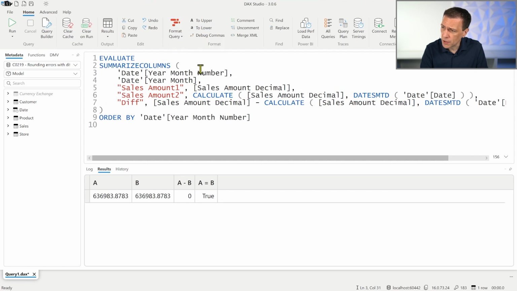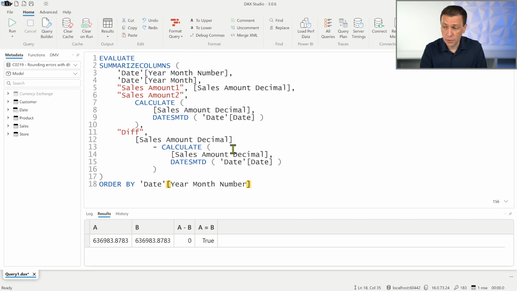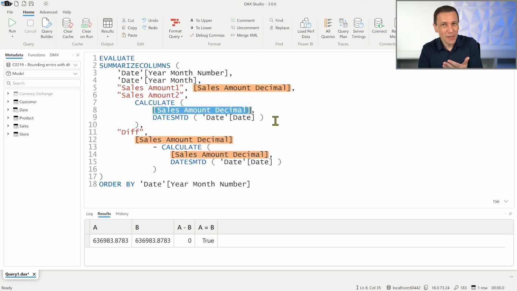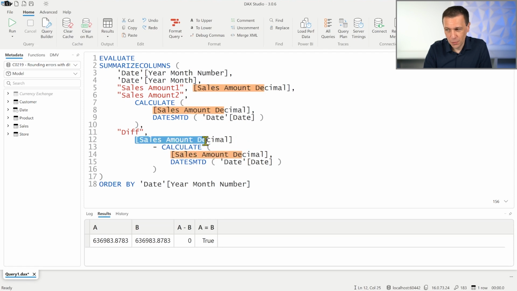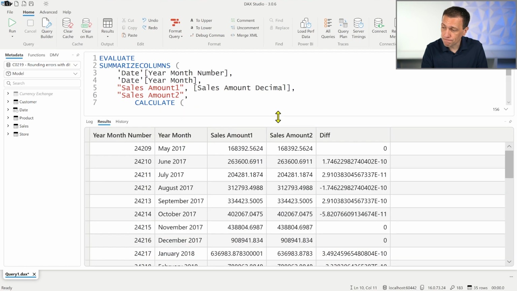So let's format the code so that we can see this better with a larger font. What I'm going to do is compare sales amount decimal computed for each month with sales amount decimal computed for each month with the month to date. This is the same number, of course, because we are still considering the entire month. And then, just to check what happens, we compute the difference, because we want to see whether the two numbers are actually the same or not. We execute this code and we look at the result.